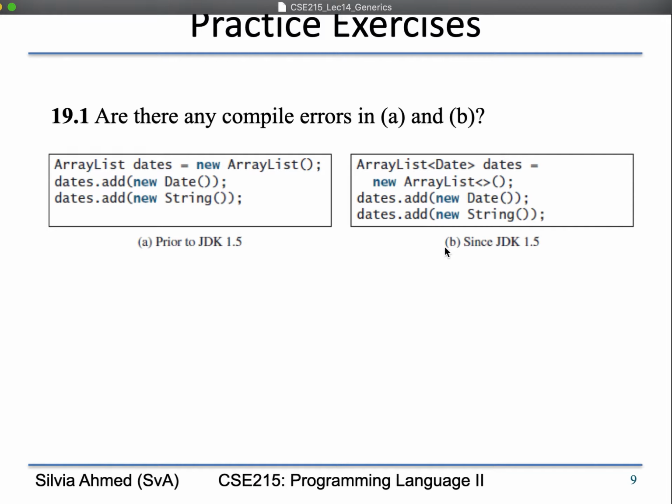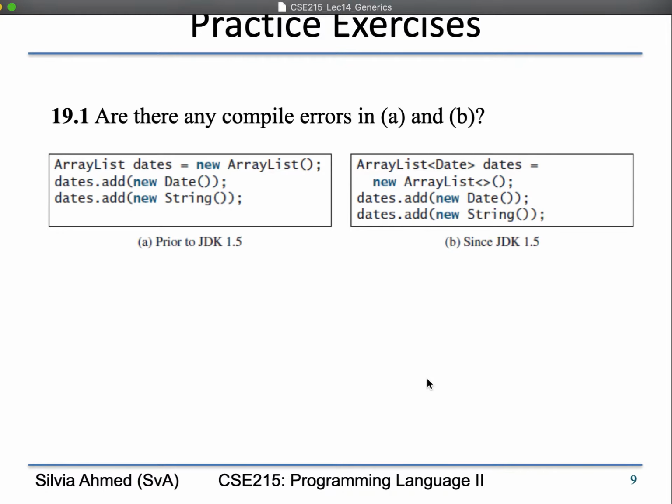And in B the code is since JDK 1.5, so this is with generics capability. Here, while we are creating the array list, we must mention the type as well. So in the angle brackets, we are mentioning the type Date. Then we are adding, similarly, a new date, and then we try to add a new string. So pause this video and think about in which one there will be a compile error.